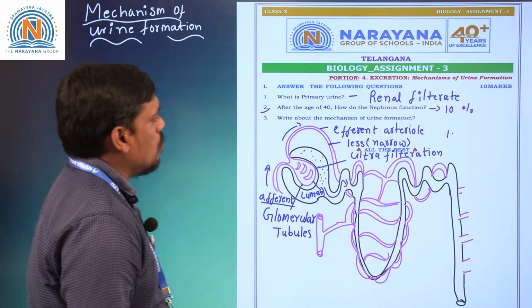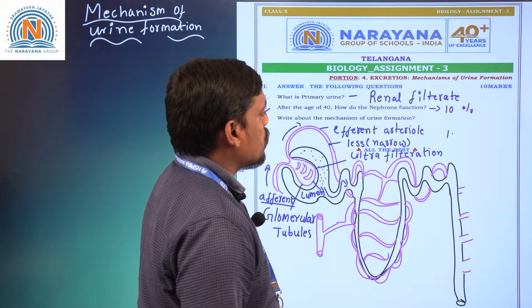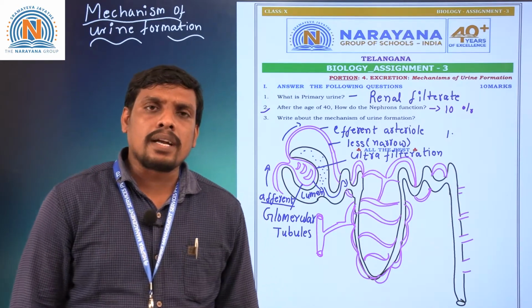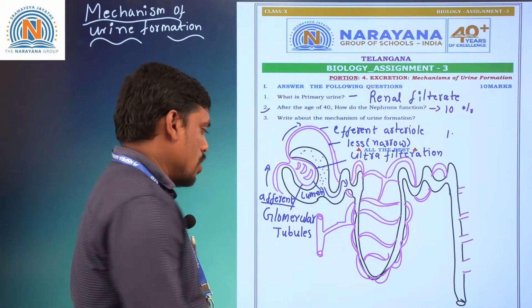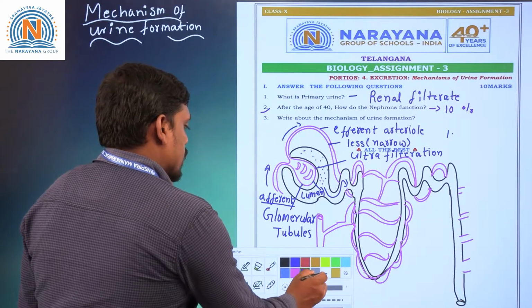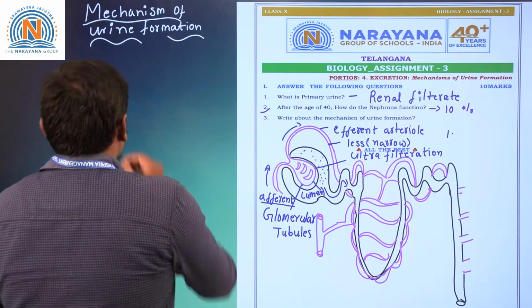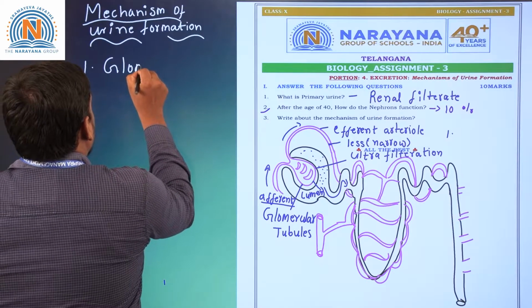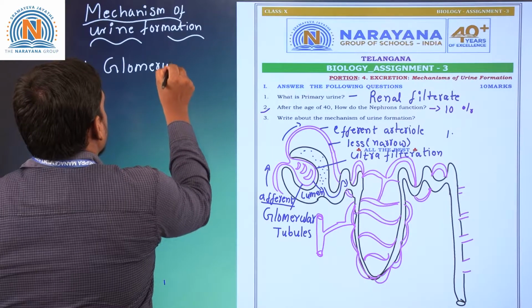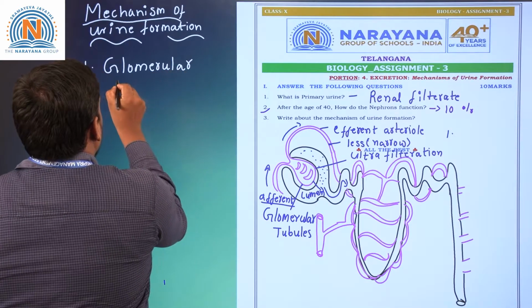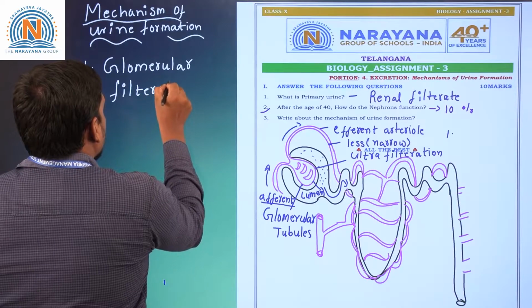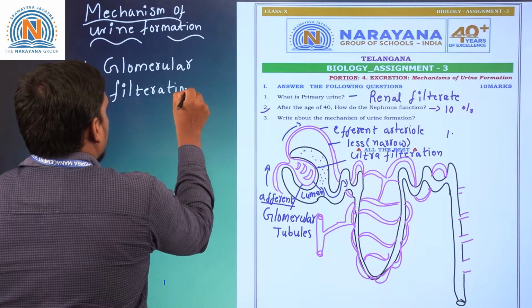Third question, students. Write about the mechanism of urine formation. There are four major stages seen in the mechanism of urine formation. What are those four stages? Let us see. The first stage is glomerular filtration. What do you mean by glomerular filtration? I will explain.